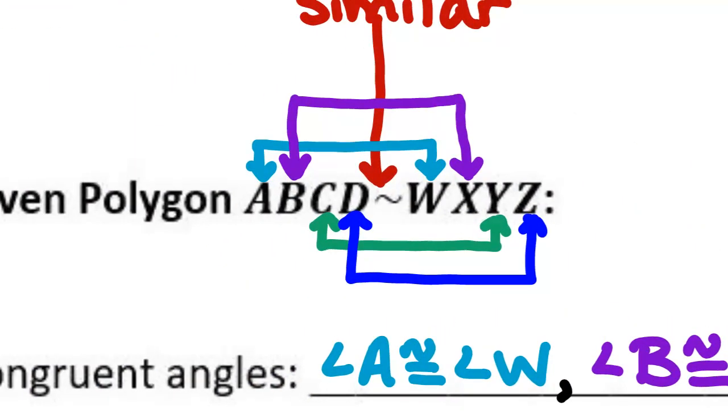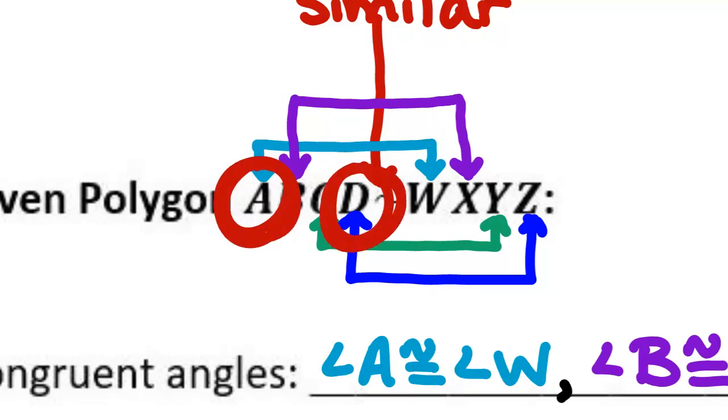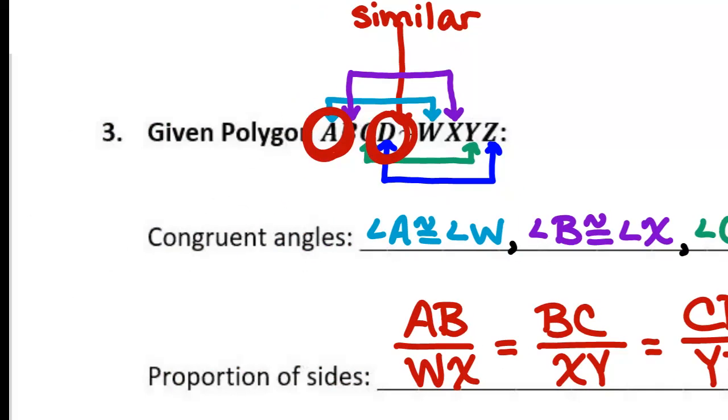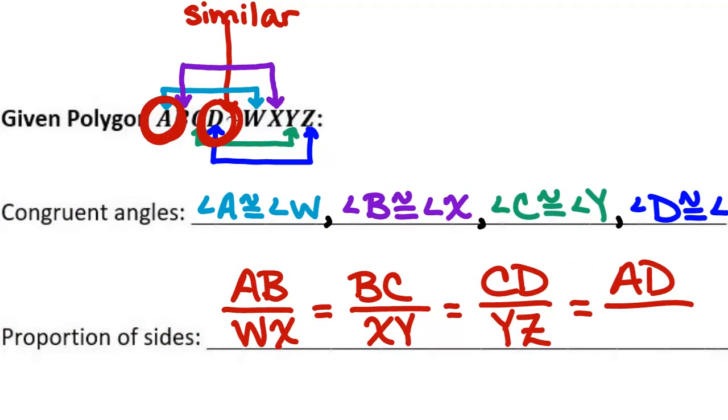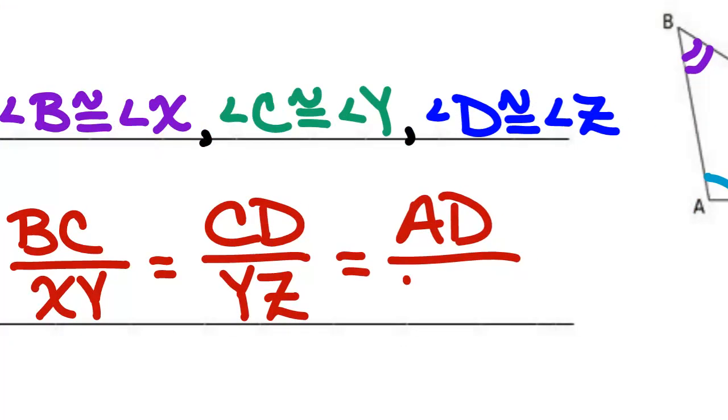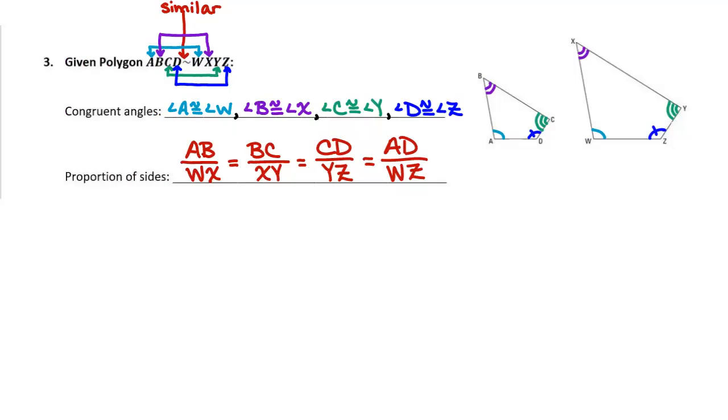Well, when I look at the name of that polygon, A is at the beginning and D is at the end. So I'd be looking for the same kind of pattern in the other figure's name to know what it's proportional to. So AD would have to be proportional to what? WZ. Nice work.